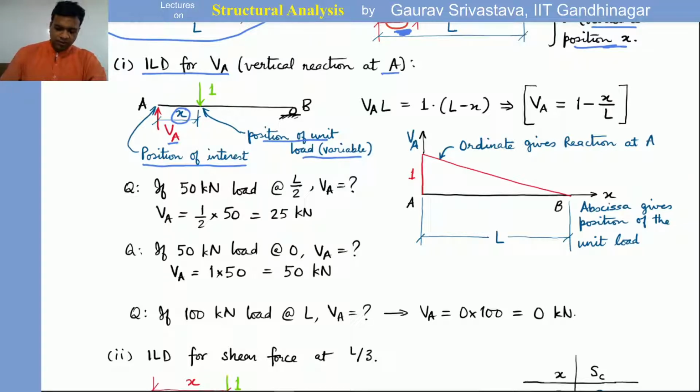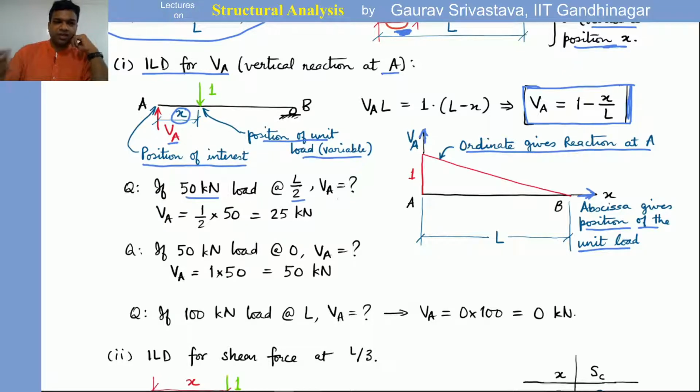Now, in this case, it is fairly straightforward. VA can be found out in terms of x by simple force balance. And then we can make a diagram which is shown here, where the ordinate gives reaction at A. This vertical axis is giving reaction at A, VA, and the horizontal axis x gives the position of the unit load. Basically, we may want to ask a question that if there is a 50 kilonewton load applied at midspan for this beam, what is VA?